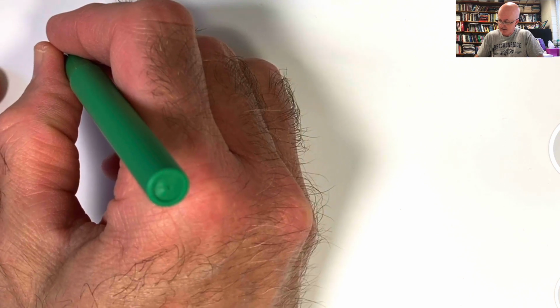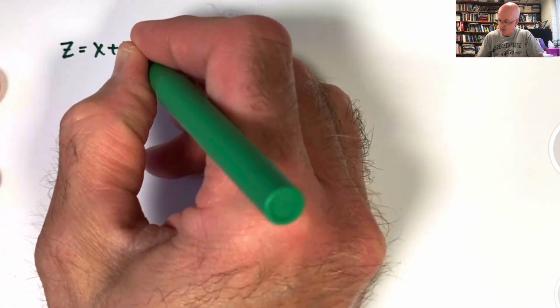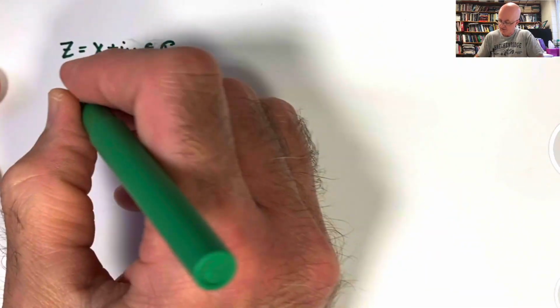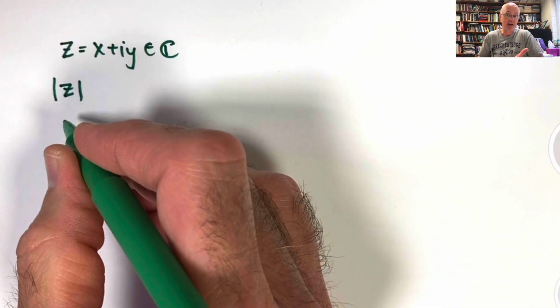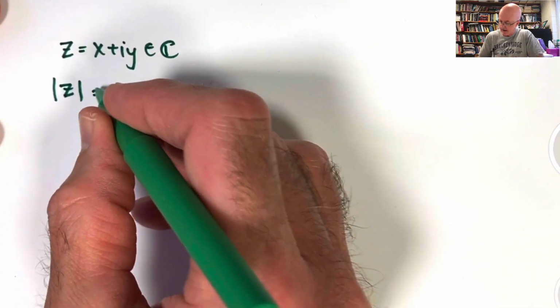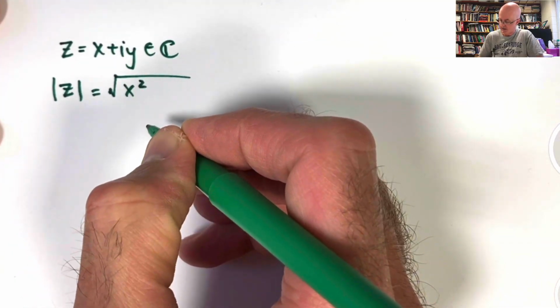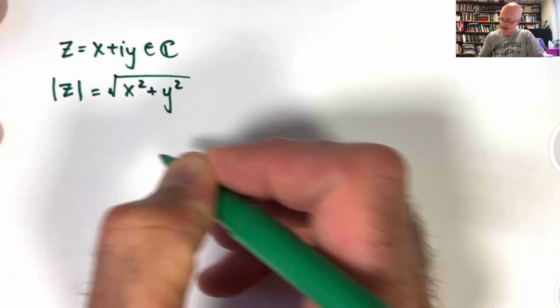First of all, given a complex number z equals x plus iy in the set of complex numbers C, we can define the modulus of z, denoted by the absolute value symbols, and it's also sometimes called the absolute value of z, as the square root of the real part x quantity squared plus the imaginary part y quantity squared.